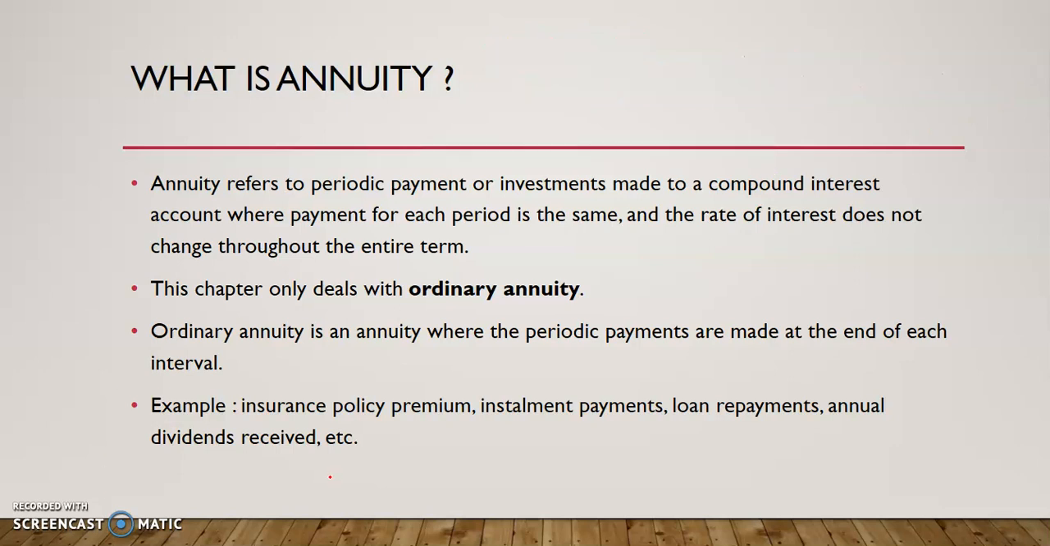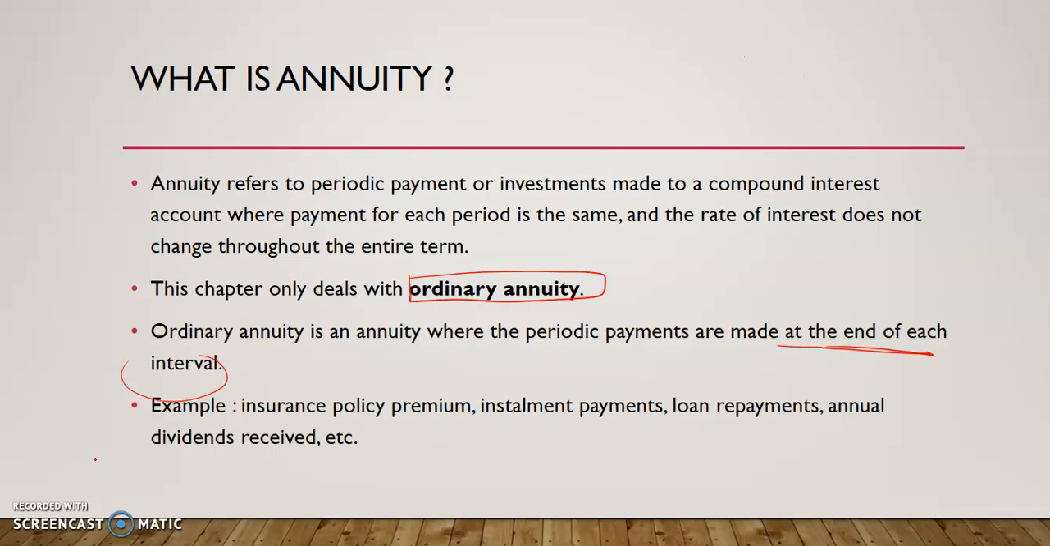There are many types of annuity, such as annuity due, ordinary annuity, deferred annuity, and many more. But for this chapter, we only focus on ordinary annuity. Okay, so what is ordinary annuity? Ordinary annuity is an annuity where the periodic payments are made at the end of each interval.